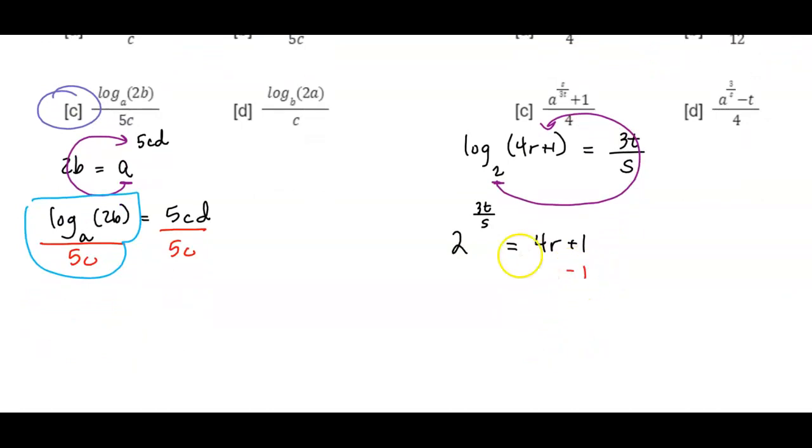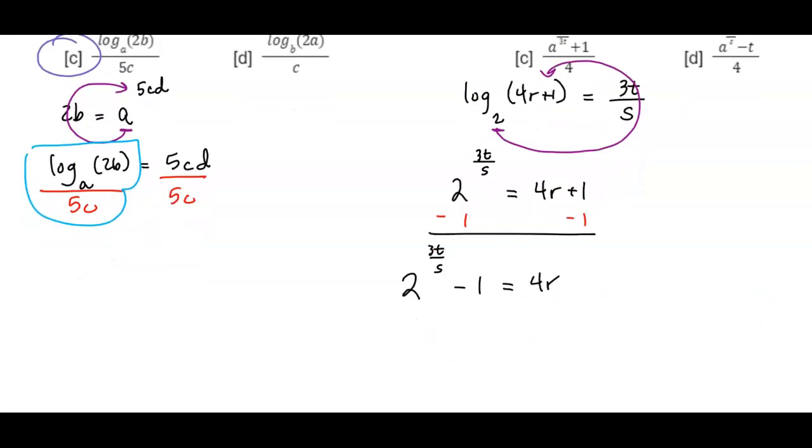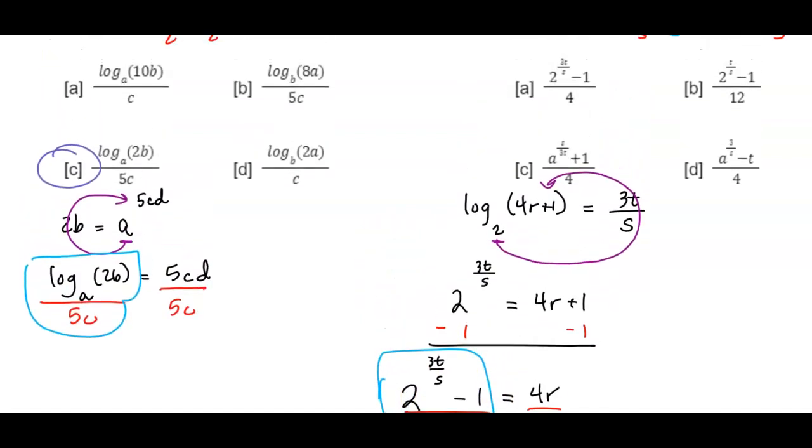First step is I've got to subtract 1 from both sides. So that's going to give me 2 to the 3T over S minus 1 equals 4R. And then the very last step is to divide both sides by 4. So once I did that, that gave me R. So this is the value of R, which is A.